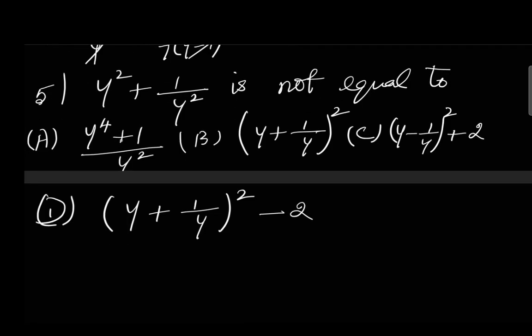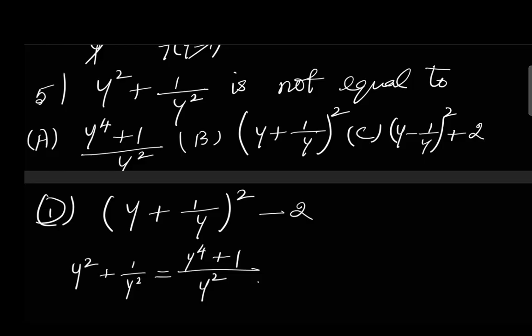See the fifth sum: y squared plus 1 by y squared is not equal to, actually. I take y squared plus 1 by y squared and simplify. y squared is the LCM, so y squared into y squared is y power 4 plus 1. So you are supposed to get this answer, option A. But they don't ask for equal to, they ask for not equal to.